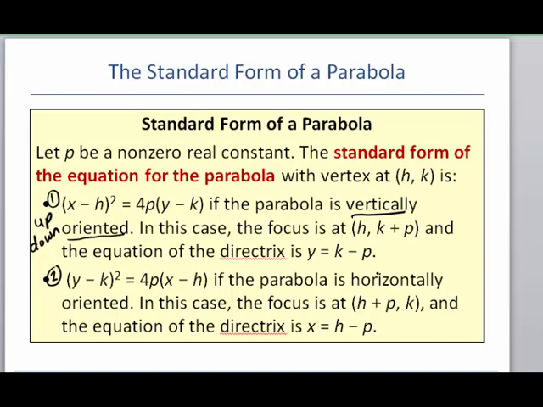If the y value is squared, it's going to be horizontally oriented, which means that the parabola is either going to open to the left or to the right. The p-value is going to help us to determine the focus and also the directrix, and we'll look at that when we look at an example.